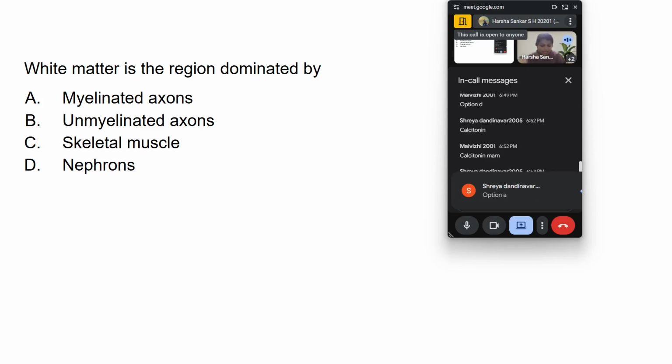Shreya is saying option A. Let's wait for Mary's answer. Yeah, both of you are saying option A. Very good, that is the correct answer. Why is it white matter? Because of the presence of myelin sheath. That particular region of the brain looks more white in color. And wherever the myelin sheath is not present, where unmyelinated neurons are, that part of the brain we call gray matter. So white matter contains myelinated axons. That's why it looks whitish in color.